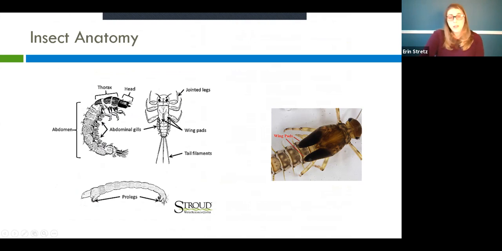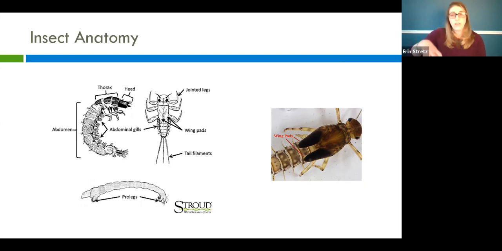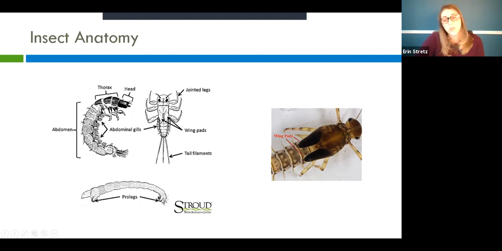Oftentimes, even if the rest of the body is more fleshy, the head will be harder and have a chitinous cover over it. And so you'll be able to differentiate that segment from the rest of the body. Right below the head, we have three more segments, and that constitutes the thorax. So on the organisms that have segmented legs, you'll find them coming off of each segment of the thorax.